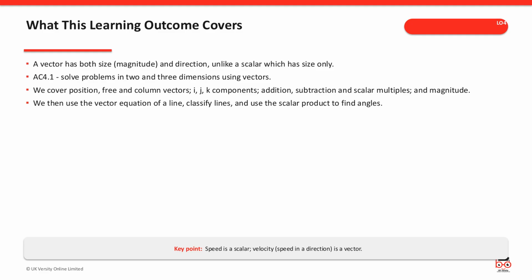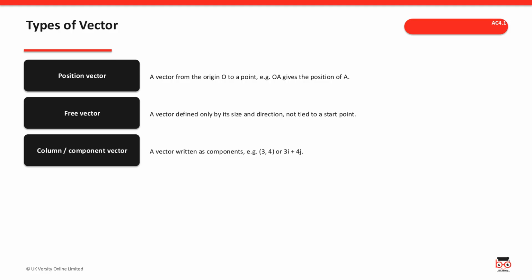Then we'll use the vector equation of a line, classify how lines relate, and use the scalar product to find angles. A quick way to feel the difference: speed is a scalar, but velocity, which is speed in a particular direction, is a vector. Let's meet 3 kinds of vector.